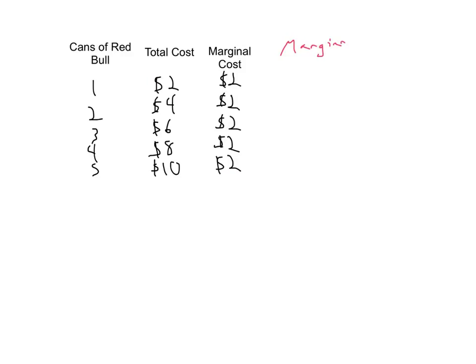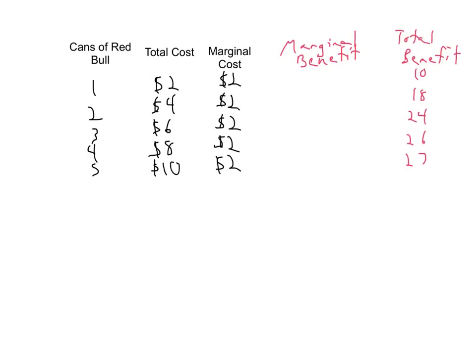The marginal benefit from each can of Red Bull. We'll measure benefit in utils, which is a sort of arbitrary measure of happiness. Let's say the first one gives you a total benefit of 10 utils, and the second one gives you a total benefit of 18 utils. It's pretty good. And the third one gives you a total benefit of 24 utils, and the fourth one gives you a benefit of like 26 utils, and the fifth one, 27 utils.